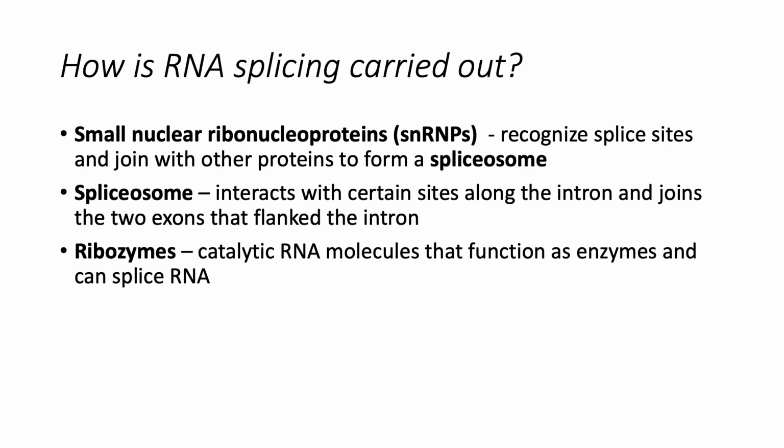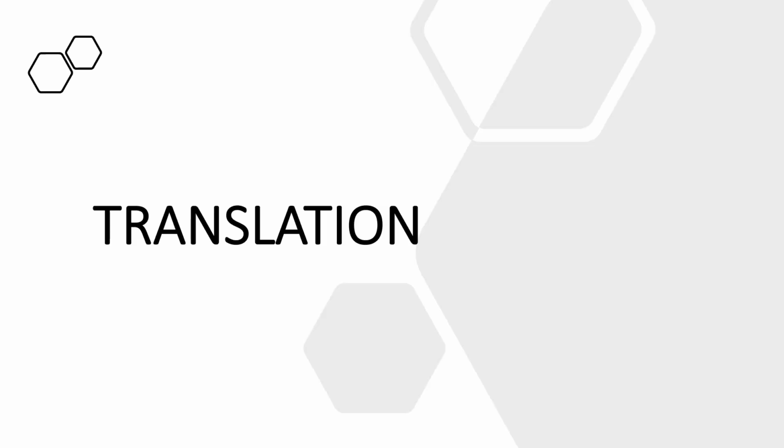Another important molecule that contributes in RNA splicing are ribozymes. These are catalytic RNA molecules that function as enzymes and can splice RNA. So now let us proceed to the second stage of gene expression, which is translation. Genetic information flows from messenger RNA to protein through this process of translation.